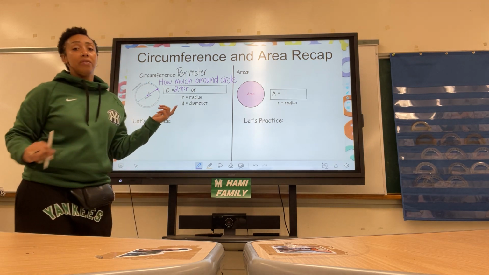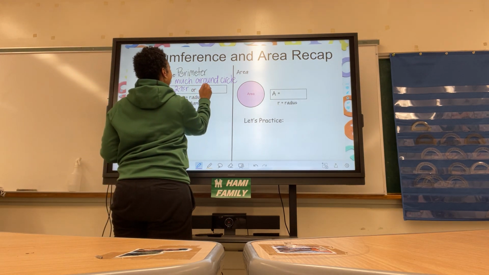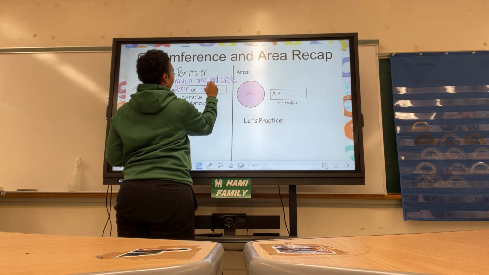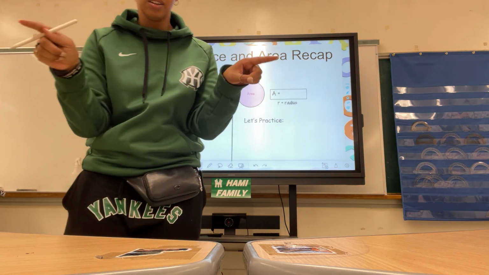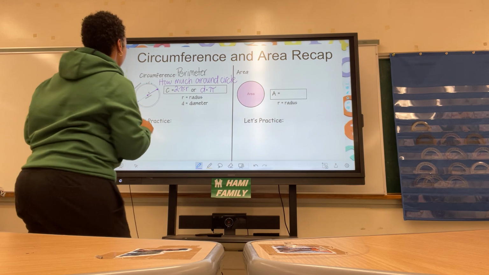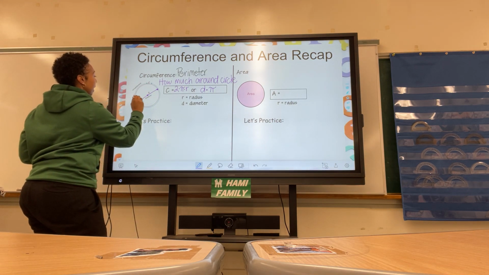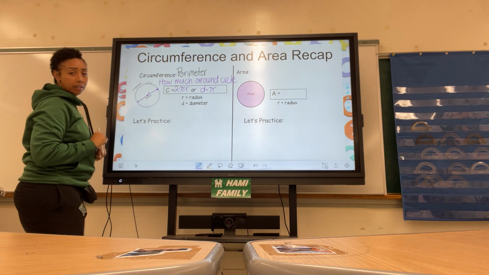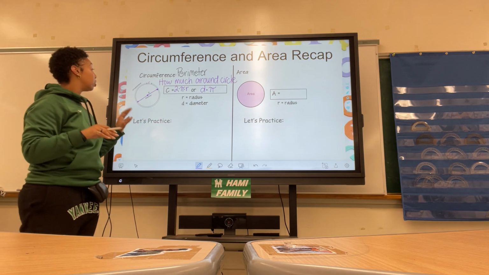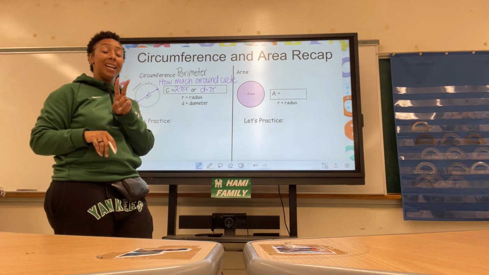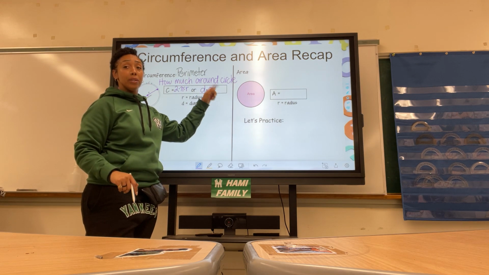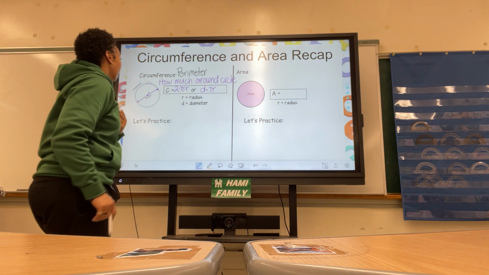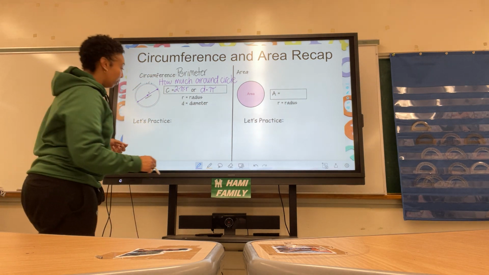The other version of that you can use is diameter times pi. If you recall, diameter is just 2 radii put together. When we put another radius here, we have a diameter. Because 2 radii equal 1 diameter, you can also use the formula diameter times pi. Okay? So let's do a practice problem.